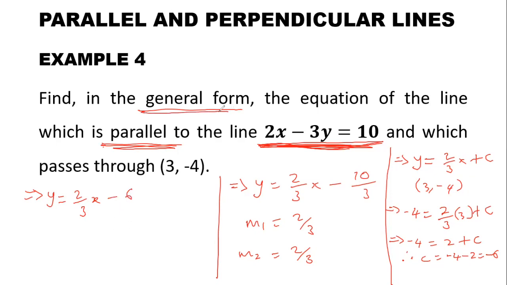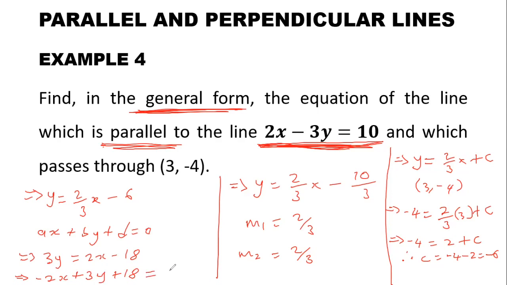But since the question says we should write in the general form, the general form of the equation of a straight line is in the form ax + by + d = 0. So we must do away with this denominator by multiplying through by 3. So this implies that 3y = 2x - 18. Therefore, the equation of the line in the general form is -2x + 3y + 18 = 0.